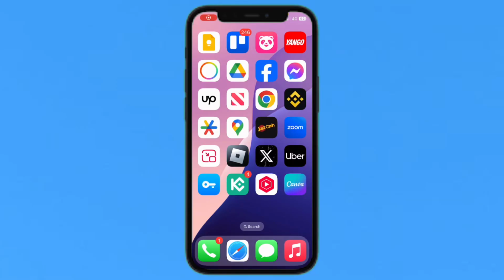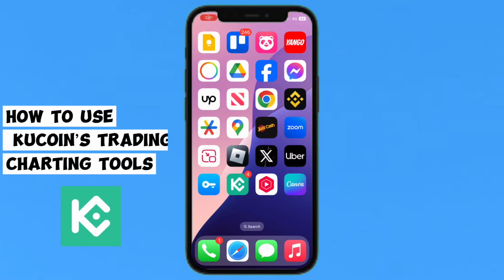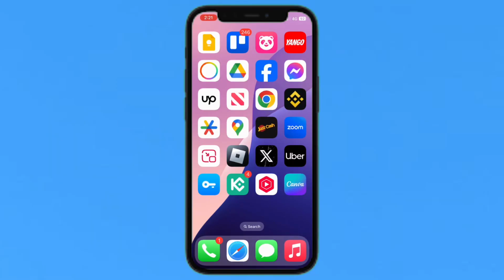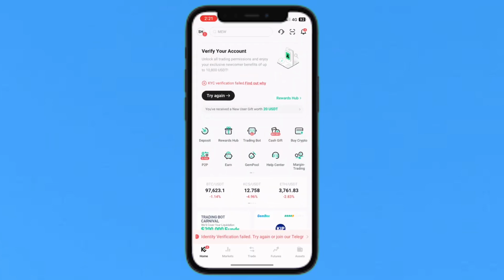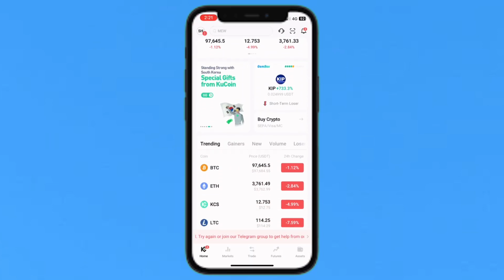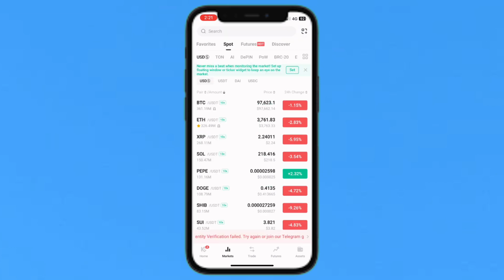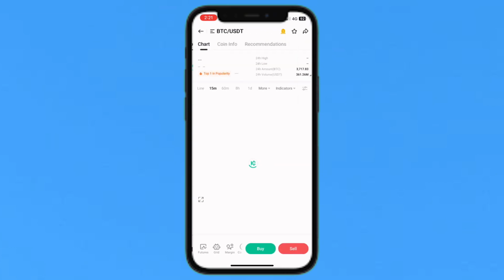Hello everyone, today I'm going to show you how to use KuCoin's trading charting tools. So I just tap on my KuCoin account and officially log in, and I will move to the market section. From here I will choose any coin, like this Bitcoin.